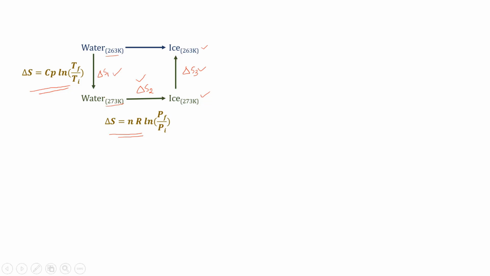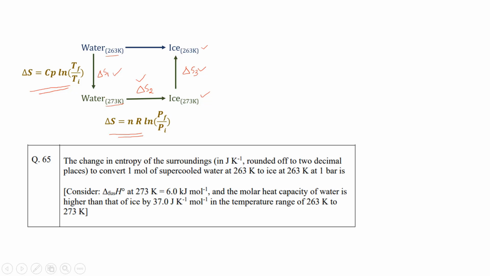So our question was to calculate the change in entropy of the surroundings to convert 1 mole of supercooled water at 263 Kelvin to ice at 263 Kelvin, and the answer is 21.40 joule Kelvin inverse mole inverse.